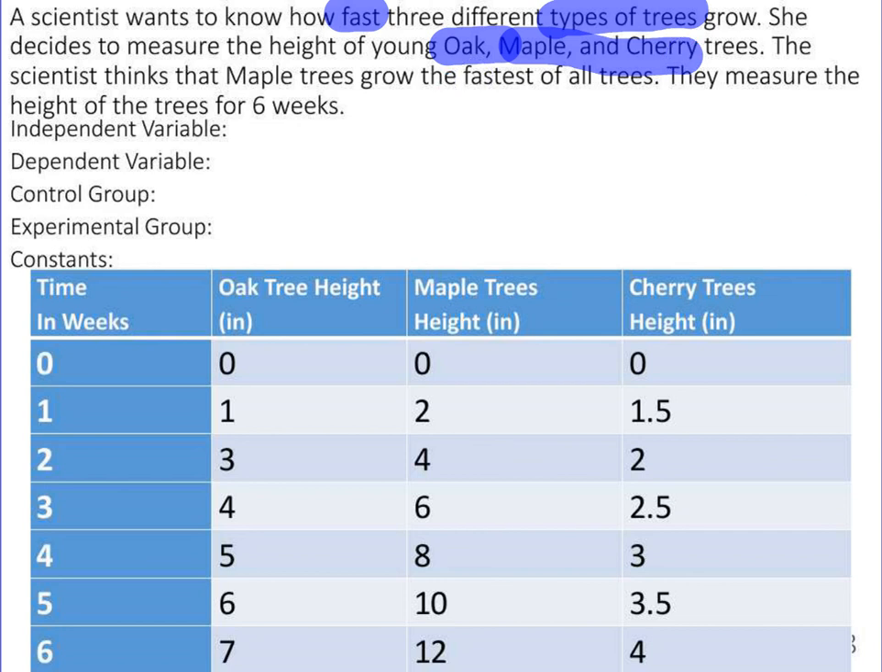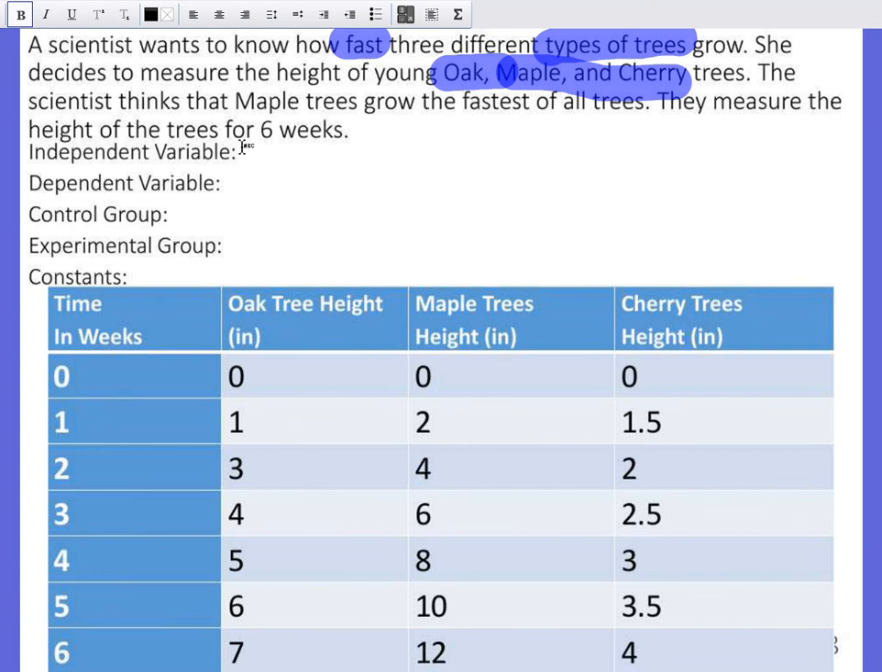So you have to think, the independent variable, what I change? Are you changing how fast the trees grow or the types of trees? You're changing the tree type. For the dependent variable, you are going to be measuring the height of the tree.